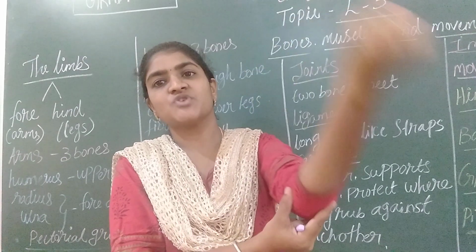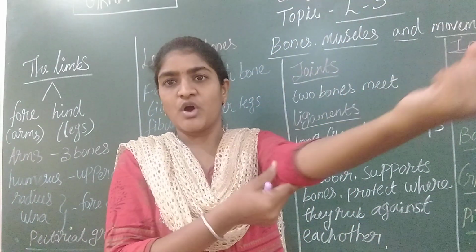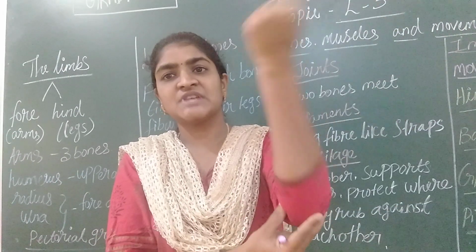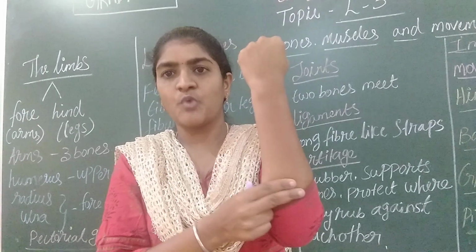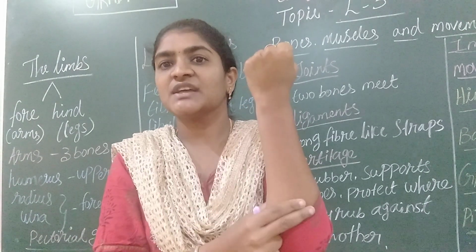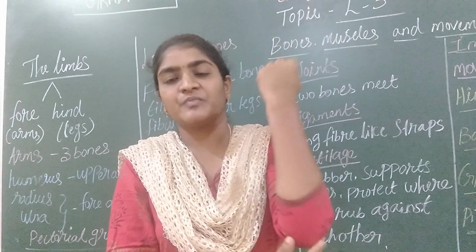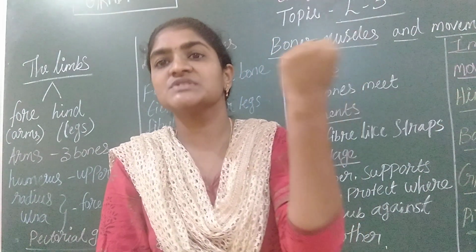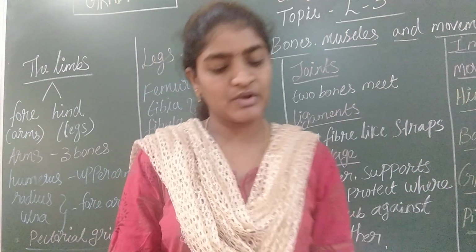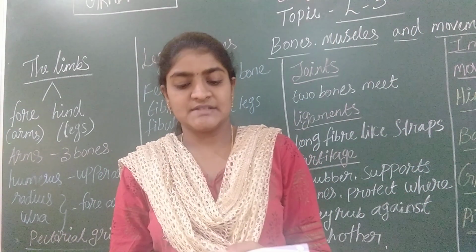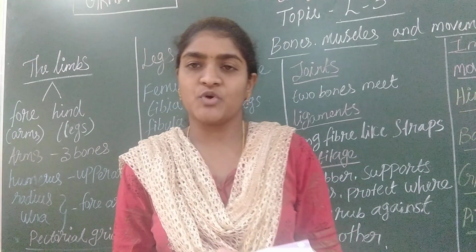Okay, all the bones join together. They will meet together. That place is called a joint. So here I can see the movement of my hand, but I can't see the movement in between the bones. Wherever the bones join, wherever the bones meet, that place is called a joint. They make the skeleton flexible. Without them, movement would be impossible.